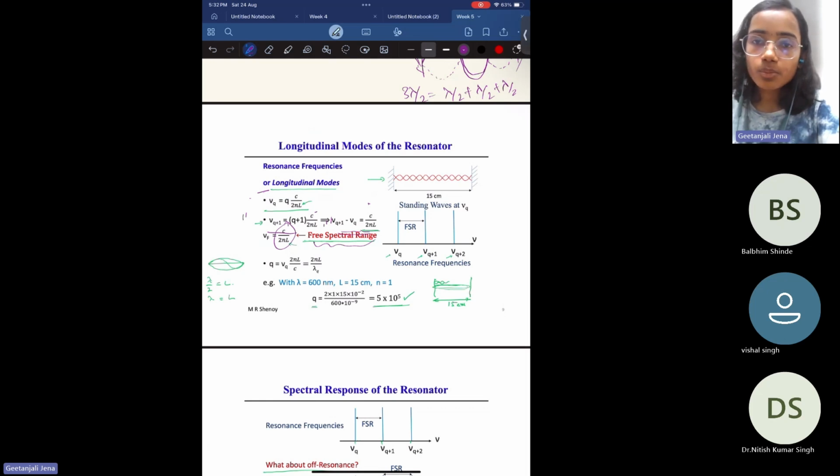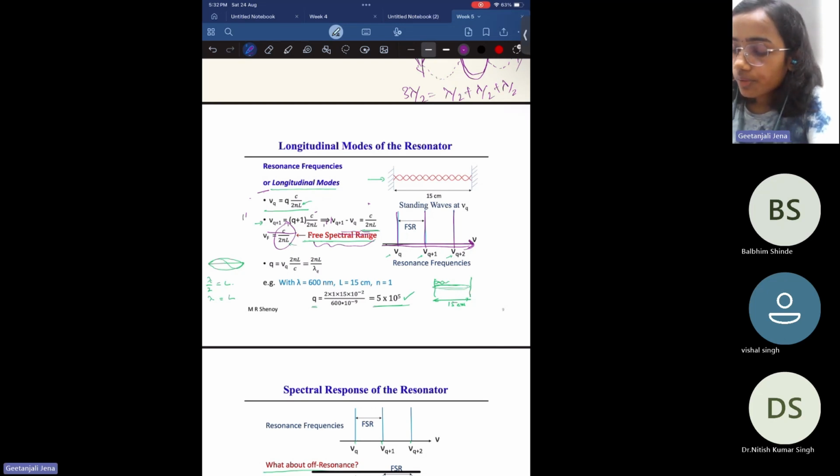So for a given length of the optical resonator, the nu f will remain constant, and as you increase the length of the resonator, the free spectral range will decrease. So this is the schematic of a spectrum profile. You have three resonance frequencies, nu q, nu q plus 1 and nu q plus 2, and the separation between them is the free spectral range, which is equal to C by 2N.